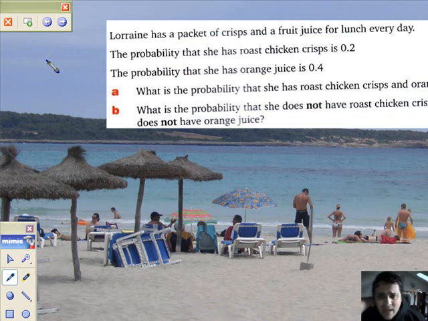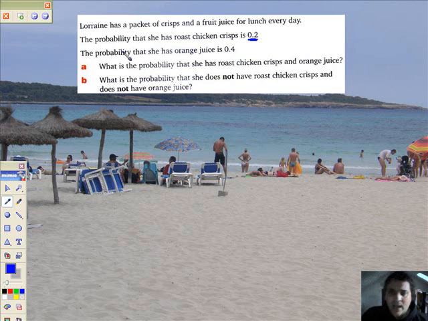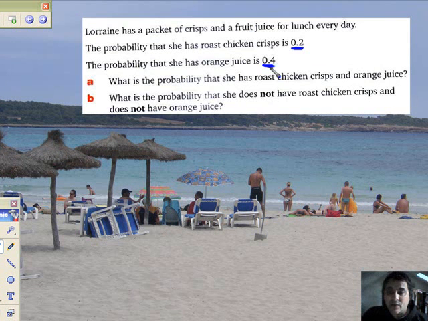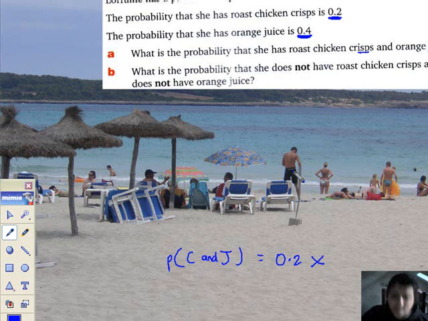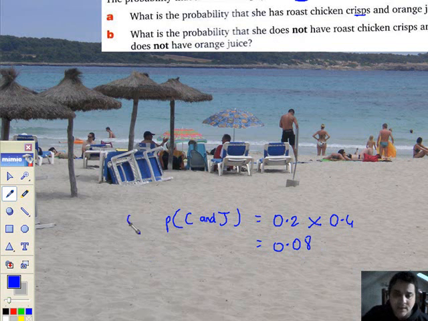This is question 4, a bit more complicated, and it's grade A rated. Lorraine has a packet of crisps and fruit juice for her lunch every day. The probability that she has roast chicken flavoured crisps is 0.2. So here we go, just underline that. And the probability that she takes orange juice is 0.4. What is the probability that she has roast chicken crisps and orange juice? In other words, crisps and juice. Well, the probability of crisps is 0.2, so we multiply, and juice, 0.4. Well, 2 4s are 8, 0.08. That's part A done.